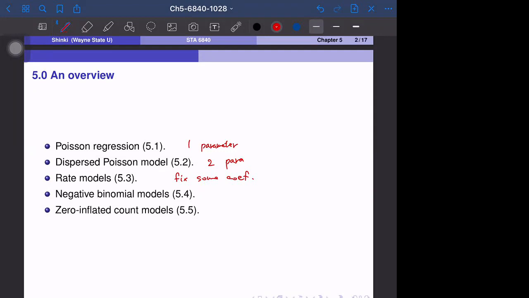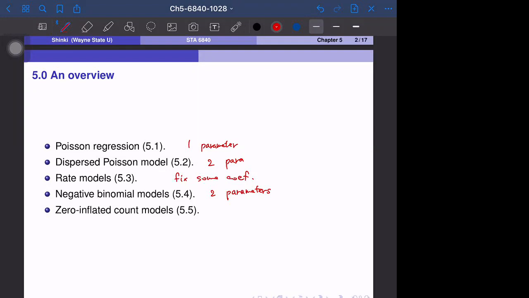And 5.4, the negative binomial models. For count data, one convenient thing is the existence of the negative binomial models. So negative binomial distribution has 2 parameters. So it's not the mean and the variance parameters, but at least the 2 parameters control both the expectation and the variance. So this is basically a more flexible model than Poisson regression.